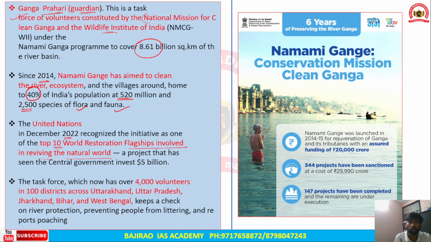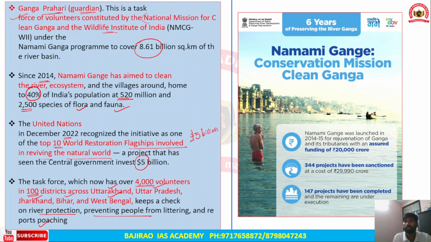The central government is planning to invest around $5 billion to rejuvenate the Ganga. The overall objective of the project is to rejuvenate the Ganga, and the task force now has over 4,000 volunteers spread across all the Ganga river basins. They spread across 100 districts, including the states of Uttar Pradesh, Uttarakhand, Jharkhand, Bihar, and West Bengal. So what are their roles and responsibilities? They keep a check on river protection, they prevent people from littering on the river banks or inside the river, and they also report poaching to the authorities.